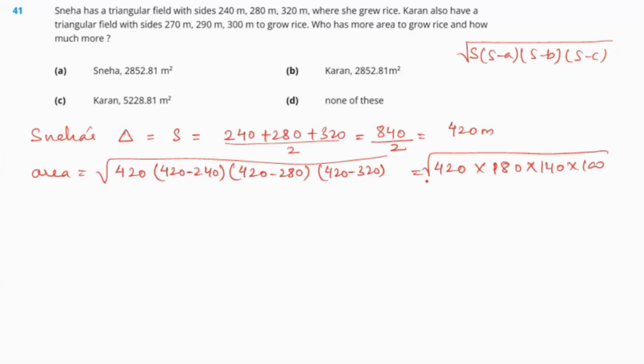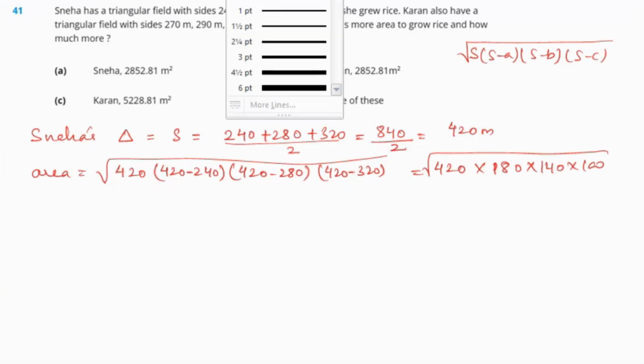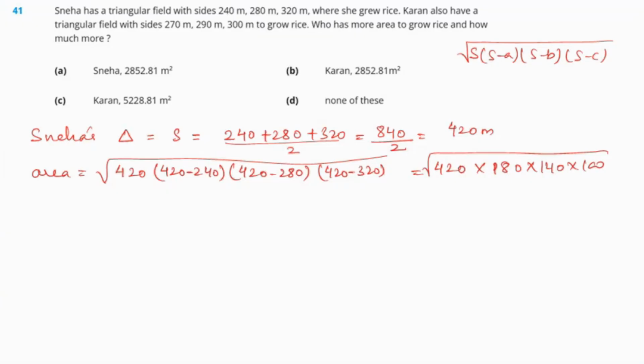So now when we are going to solve this thing, after solving the entire thing, we are going to get it equals to 1,02,878.5 meters square. Okay, now if we are going to talk about Karan, so Karan's field measurement is also given to us.